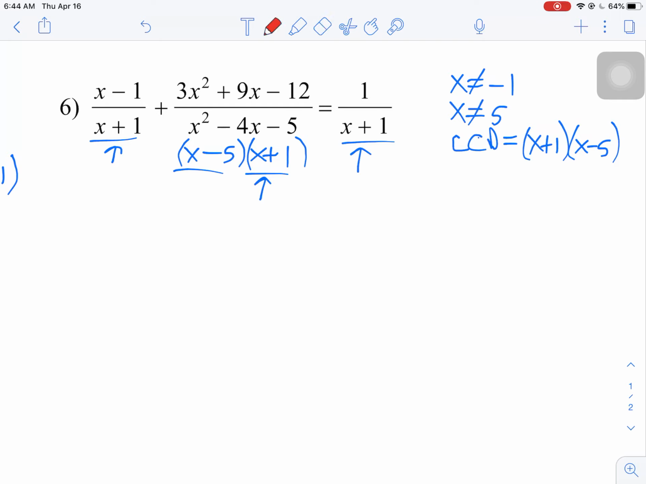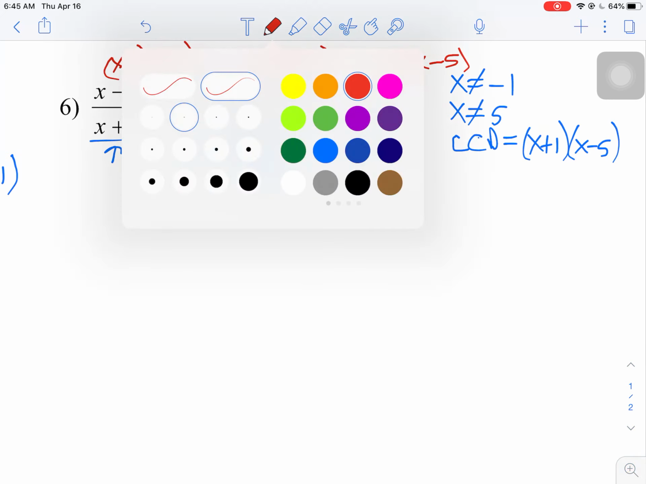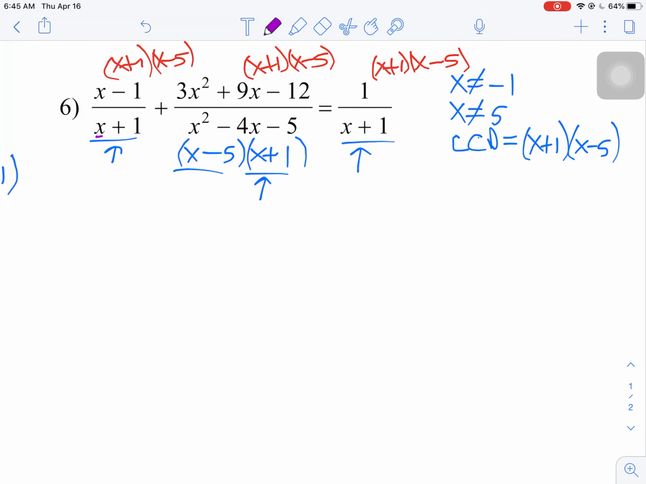Let's go ahead and multiply everything by our LCD. So this is times x plus 1, x minus 5, and then same thing over here, x plus 1, x minus 5, and x plus 1, x minus 5. So in that first fraction, x plus 1 cancels with x plus 1. In our second fraction, x minus 5 and x minus 5 cancel, x plus 1 and x plus 1 cancel. And then in that last fraction, x plus 1 and x plus 1 cancel.